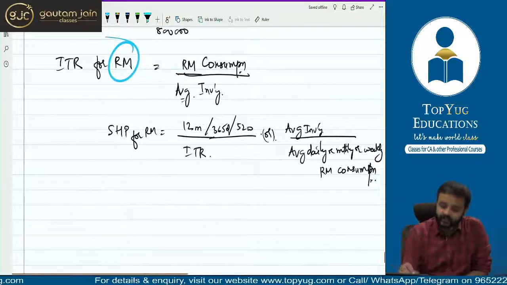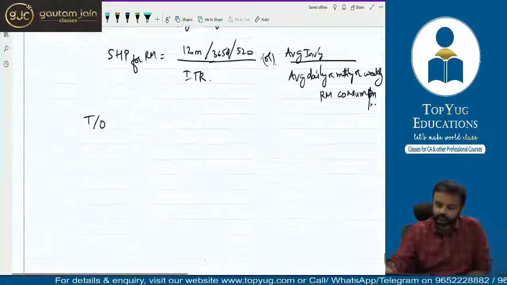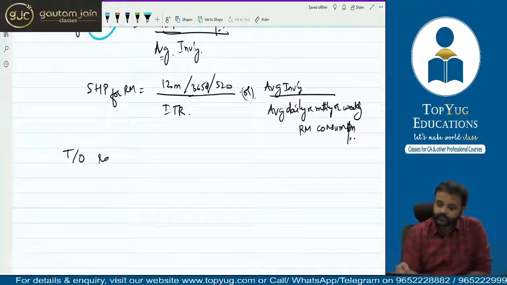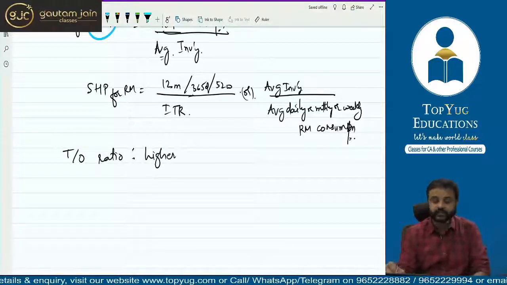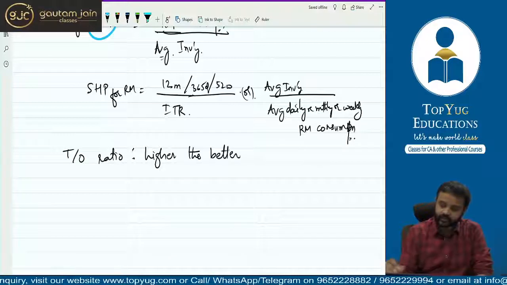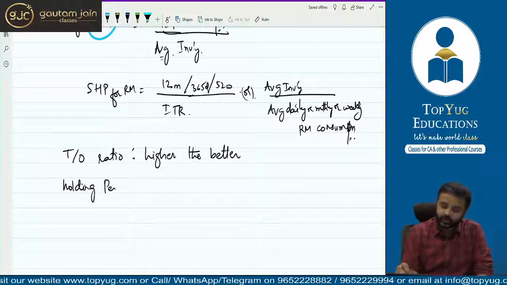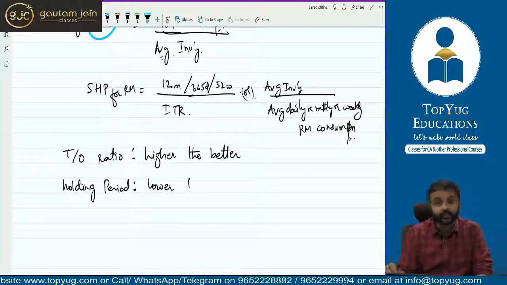I will write: turnover ratio, higher the better, in terms of number of times. Whereas when I am talking about holding period, we'll say lower the better.